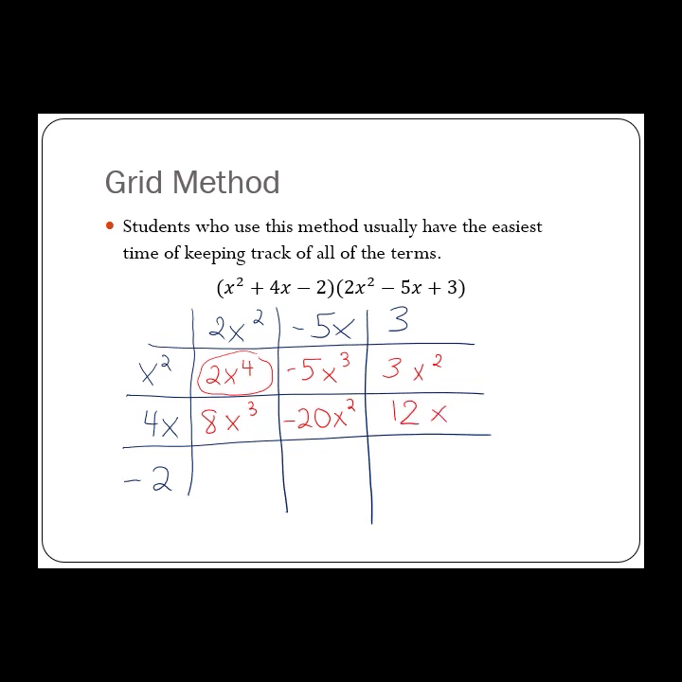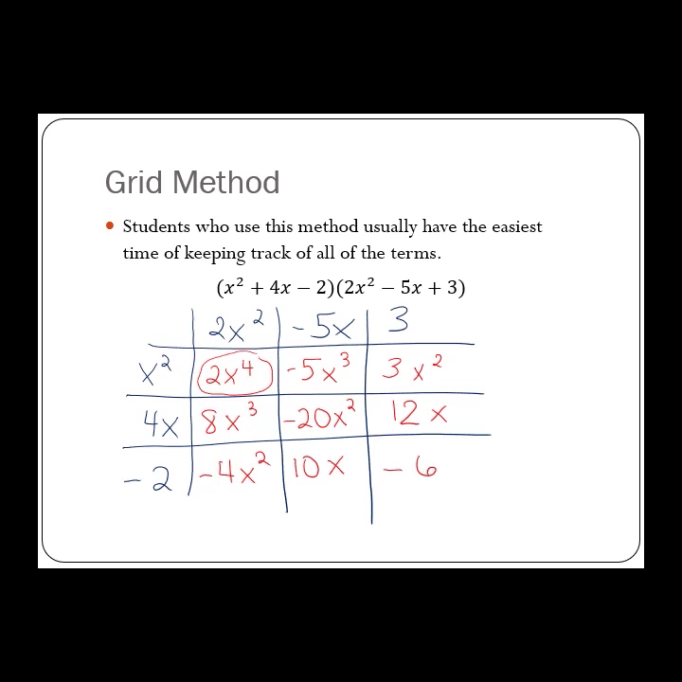For the last row, I'm multiplying everything by -2. I'm going to get -4x squared. -2 times -5 is +10. And -2 times 3 is -6.